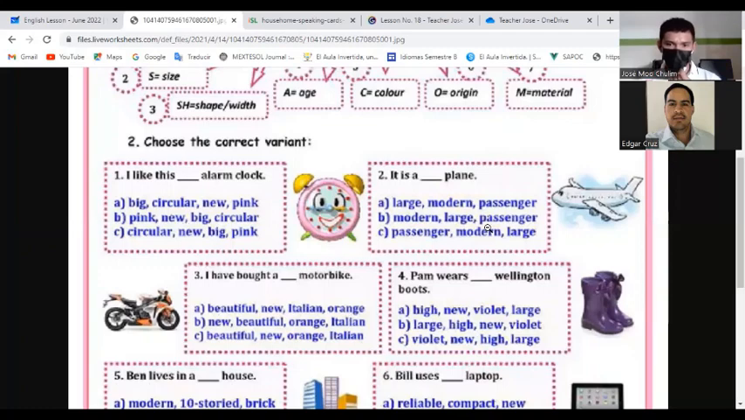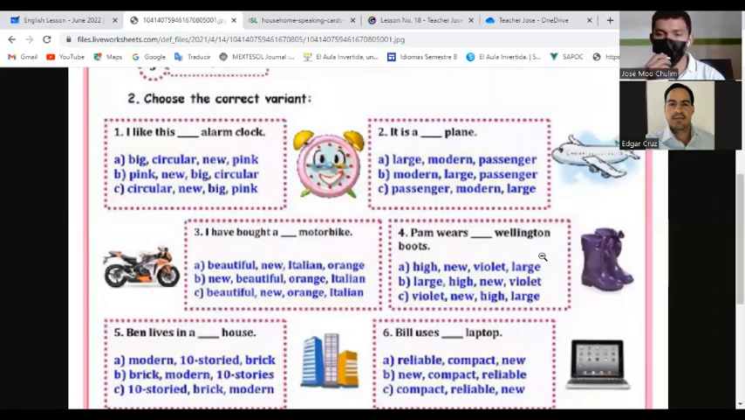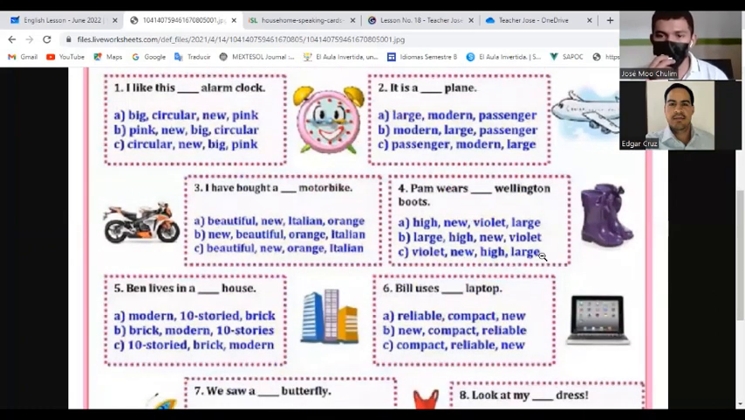Large, modern, passenger. I think it's letter A. Okay, large, modern, and passenger. That's correct, it's letter A. Remember that we always start with the size. In this case, large is the size, modern is the age, and passenger is the purpose. So the correct answer is: it's a large modern passenger plane.